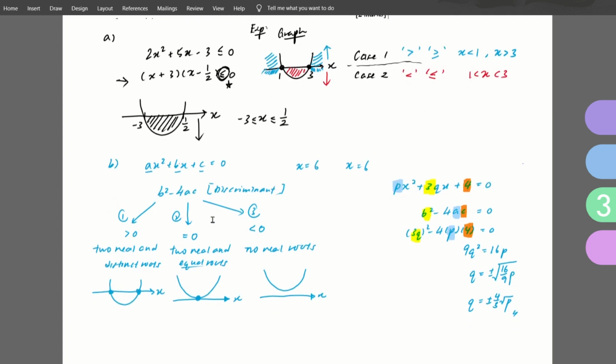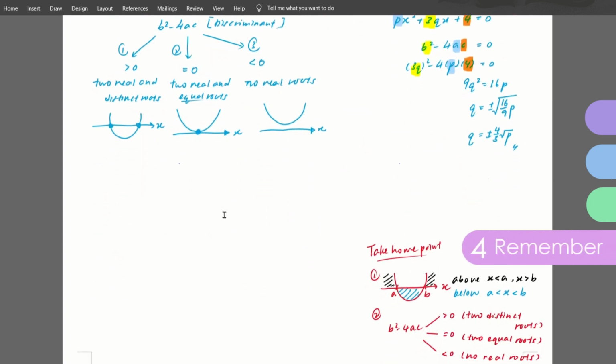So there are two take-home points. The first one would be, there are only two ways to write the answer when solving quadratic inequalities. So if it's more than or more than or equal to, you will need to consider the areas above the x-axis. And if it's less than or less than or equal to, you need to consider the area below the x-axis.